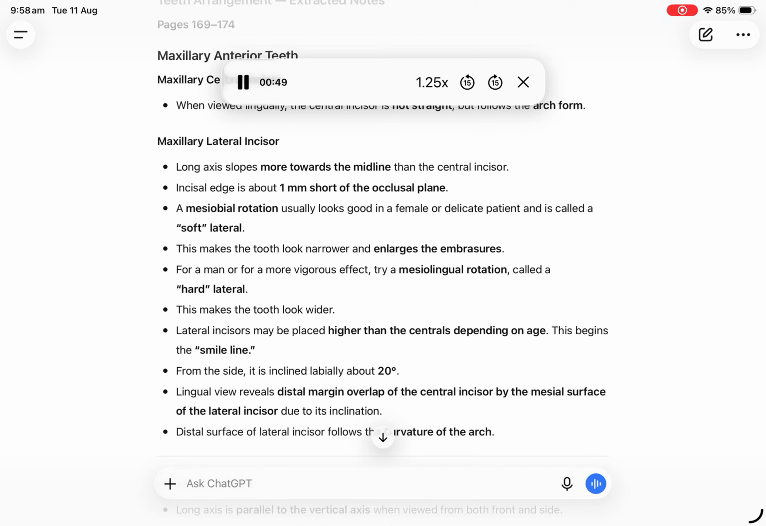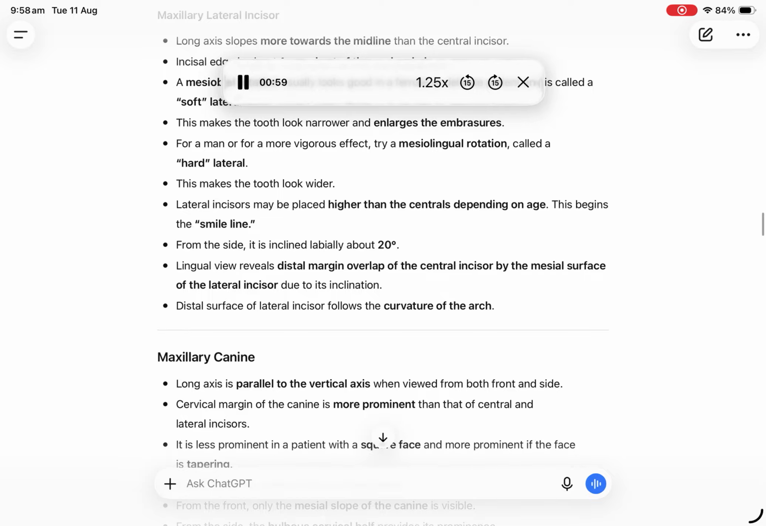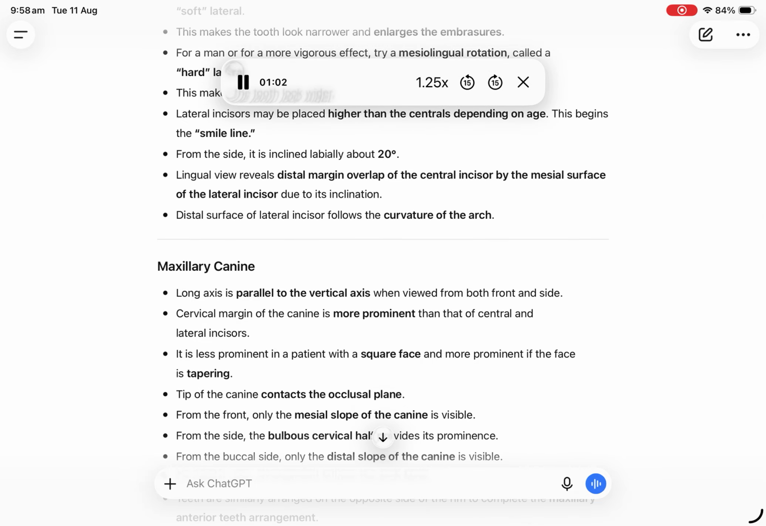From the side, it is inclined labially about 20 degrees. Lingual view reveals distal margin overlap of the central incisor by the mesial surface of the lateral incisor due to its inclination. The distal surface of the lateral incisor follows the curvature of the arch.